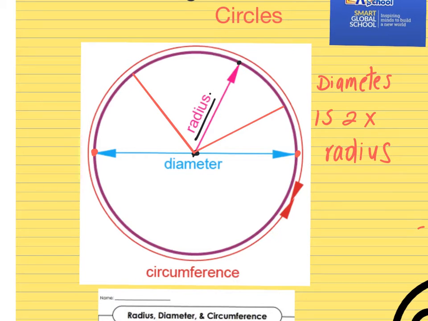Well, if you use a ruler and you measure, let's say this radius here measures 5 centimeters. So then the diameter has to be the double of that. The diameter will be then 10 centimeters. So that's why we said that the diameter is the double of the radius, or 2 times the radius.